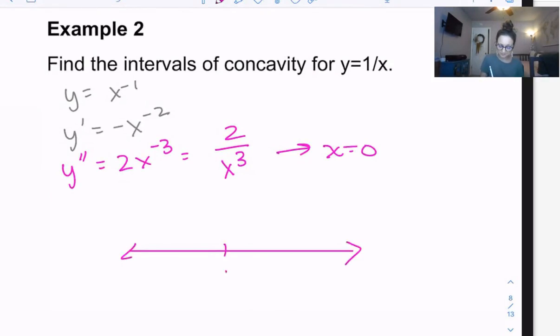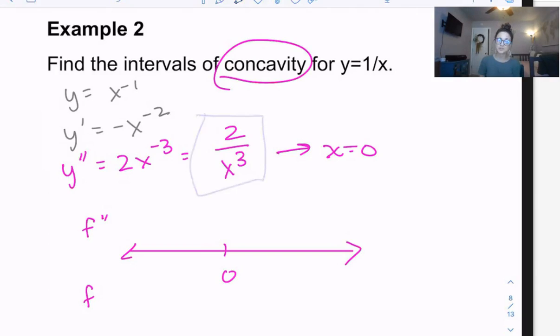I've got 0, and I'm going to this time label f double prime and f. How do I know that? Because I'm checking for concavity as opposed to increasing, decreasing. That's really the word I want to zone in on. Anytime you see concavity, think second derivative, okay? All right, so let's pick a number in the first interval. So I'm going to box that, and that's where I'm coming to check.